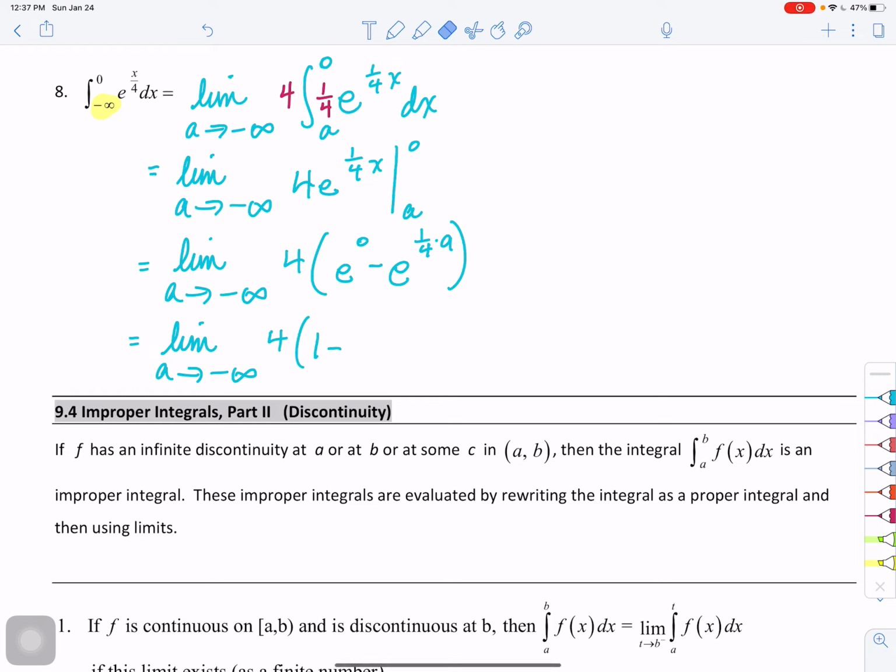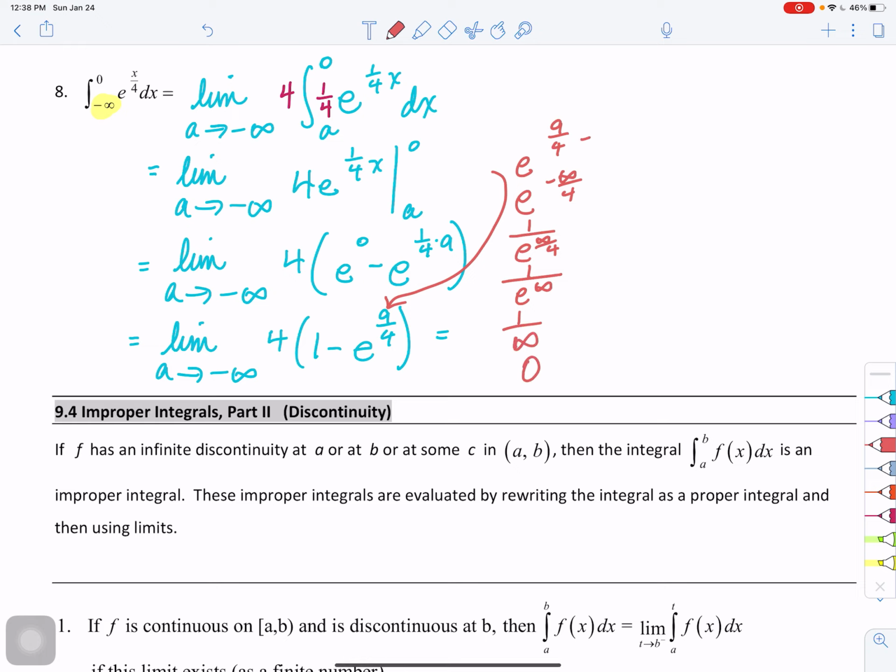You write that a little bit nicer. And that's equal to, now let's put in negative infinity for a. So here we have e to the a over 4. We don't even have to write an equal sign there. So we have e to the negative infinity over 4. And that's 1 over e to the infinity over 4. That's 1 over e to the infinity. That's 1 over infinity, and that's 0.